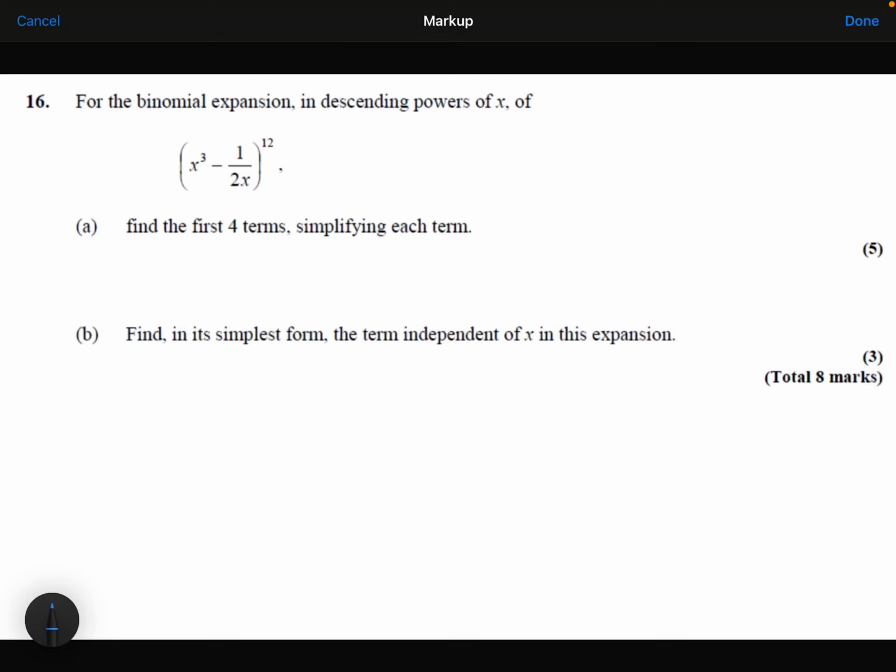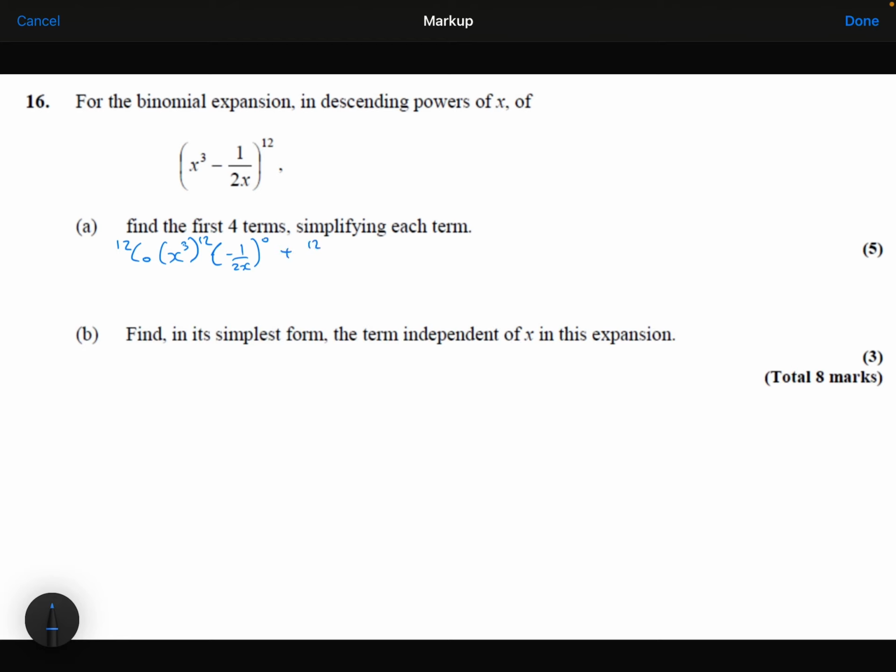For the binomial expansion in descending powers of x of (x cubed minus 1 over 2x) to the power 12, find the first four terms, simplifying each term. So the first term will be 12c0 (x cubed) to the power 12 times (minus 1 over 2x) to the power 0.